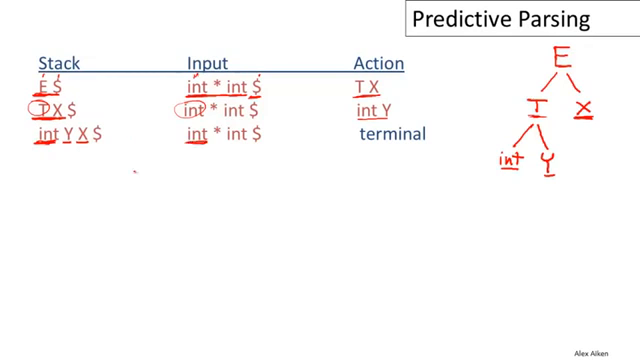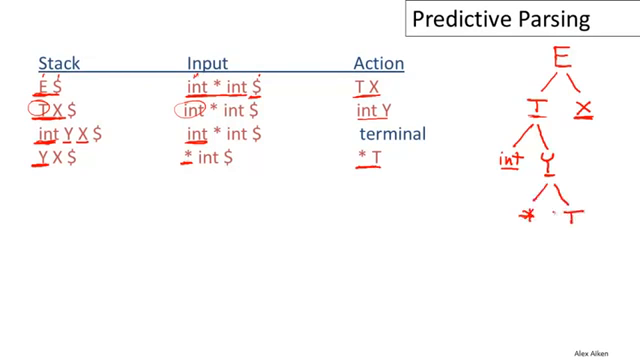And indeed they match, and so what happens is int is popped off the stack, and the input pointer advances in the input. And here I've recorded that by just discarding the portion of the input that we've processed. So now we have times int left to go, and the int has been removed from the stack. And so now what's on top of the stack is Y. Y is indeed the leftmost unprocessed thing on the frontier. And the table says that for non-terminal Y, on input times, we should use production Y goes to times T.